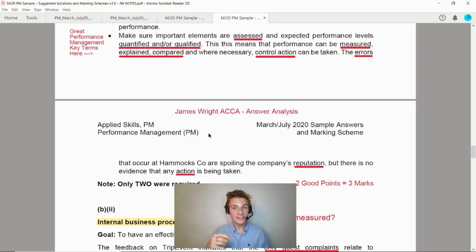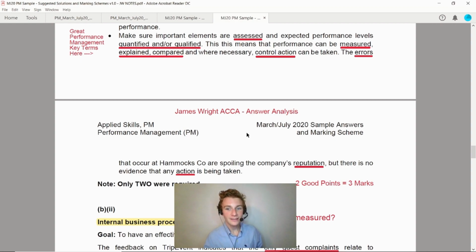So this is how performance can be measured, explained, compared, and control action can be taken. The errors that occur, and we're going on to the next page now, at Hammocks Co. are spoiling the company's reputation, but there is no evidence that any action has been taken. There are some really key words there, so get those jotted down on a separate piece of paper for performance management. If you apply those terms in other areas as well, that is the correct language for this exam paper.